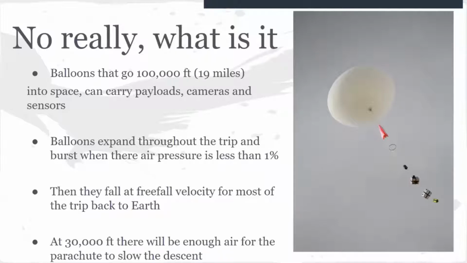So specifically, these balloons can go to about 19 miles or 100,000 feet into space. They carry payloads, cameras, sensors, anything else we want to put aboard. They expand throughout their trip and they burst when the air pressure at the upper atmosphere is less than 1% of when it was launched. They then fall back at free fall velocity or nearly free fall velocity for the majority of the trip, at which point the parachute, which is right here, opens when it has enough atmospheric drag to be able to catch and slow that fall to approximately 7 meters per second from free fall velocity.